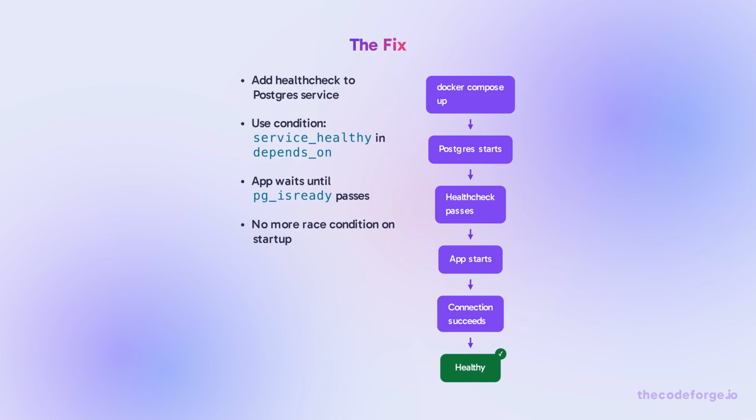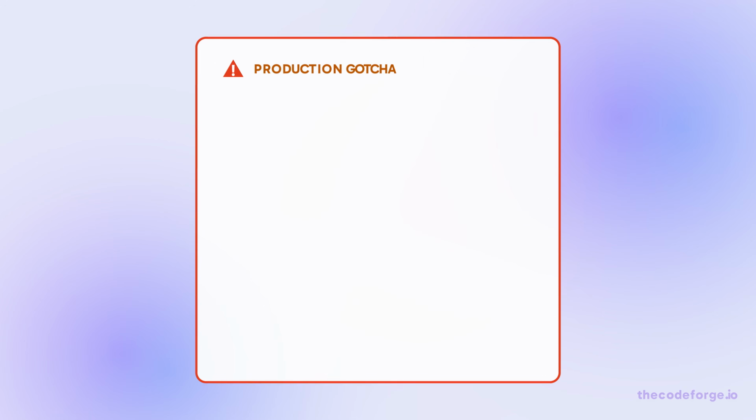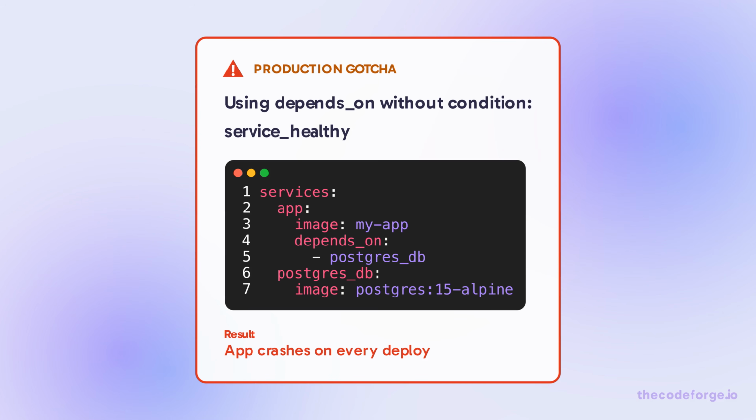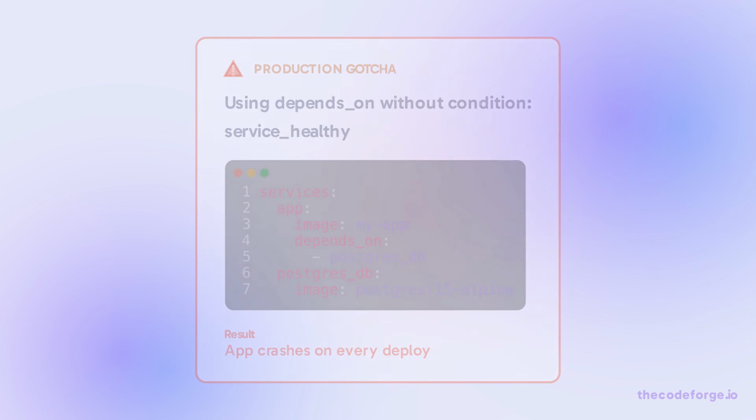The fix: add a health check to the Postgres service using pg_isready and change the depends_on to condition: service_healthy. Now Compose waits until Postgres is actually ready before starting the app. No more crash on deploy. This is the gotcha from the incident. Depends_on without condition: service_healthy only waits for the container to start, not for the process inside to be ready. Your app will crash if it tries to connect before the database is ready.